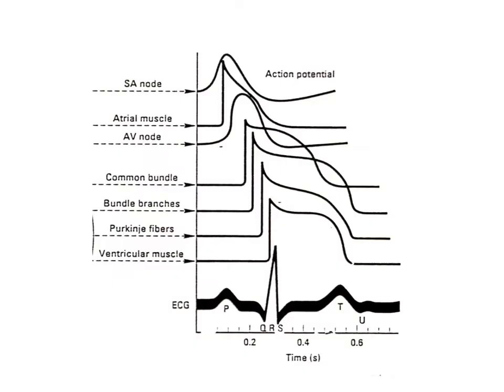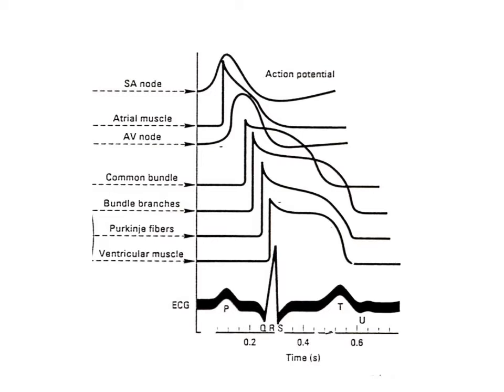We can see here that your SA node and the AV node have that degree of automaticity because they have these leaky channels. They allow for a slow influx of sodium that allows the cell to reach a certain potential, and then that will kick off the action potential. So the SA node will have a slow leak, and once it hits a certain potential, you'll have your action potential begin. Then you'll have things like the atrial muscle, which have no degree of automaticity. They're just going to sit there and wait until that signal comes in.